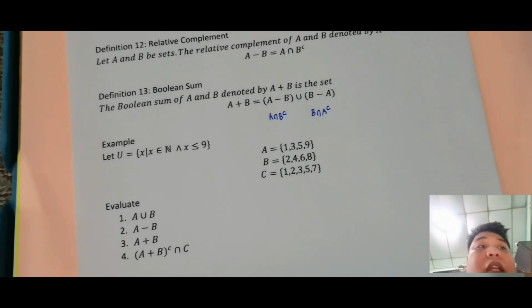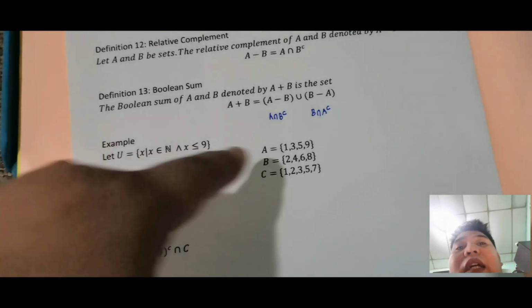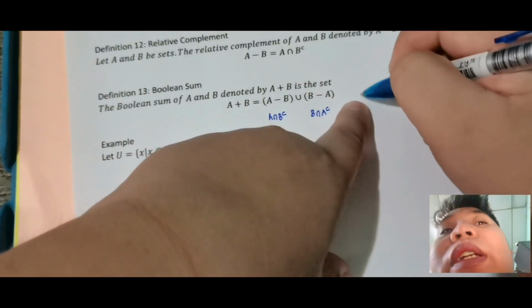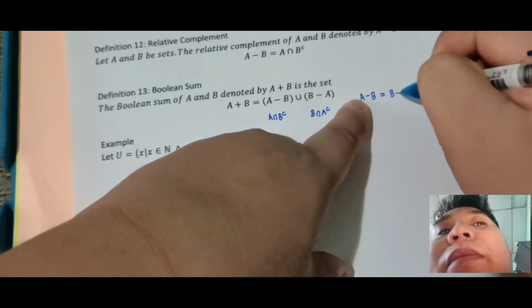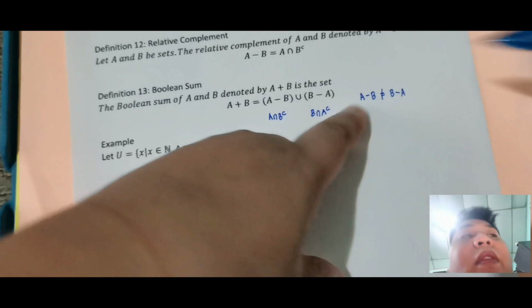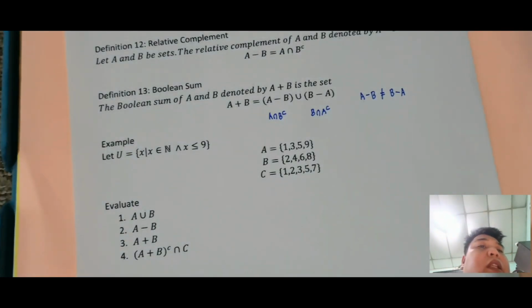Lalo pag magkaiba yung laman ng A and B, tapos pag malawak or malaki yung U. Tandaan na hindi equal. Note na hindi equal si A minus B kay B minus A. Tandaan yan, para hindi kayo malito.